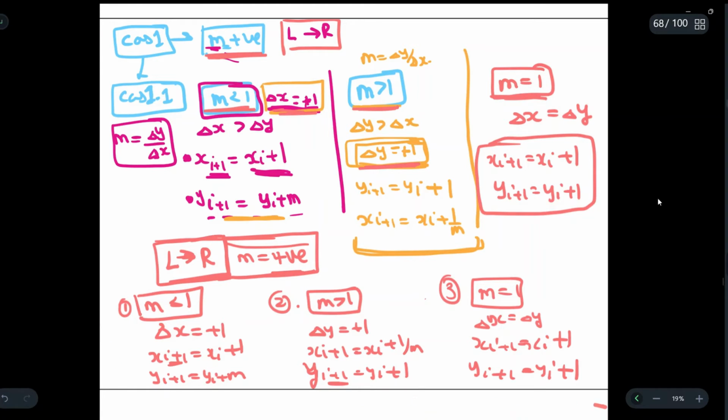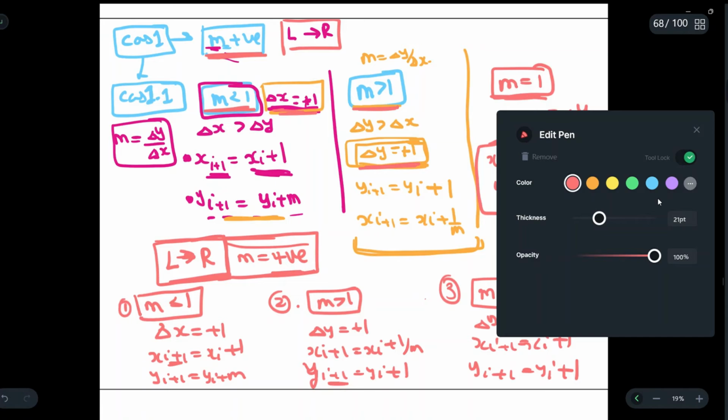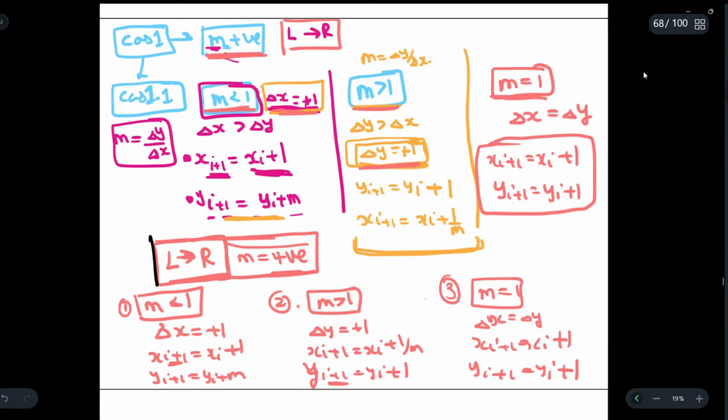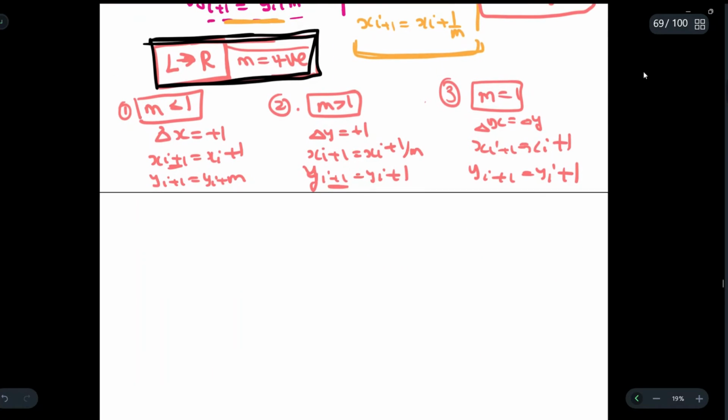And remember that, just a minute, let me change the color. Remember that this is what we are considering in this case, that is, we are going from left to right and m is positive. Now let us come to another scenario, in which we will be moving from right to left. That is, let us say that this was part A. Now we will be considering part B.